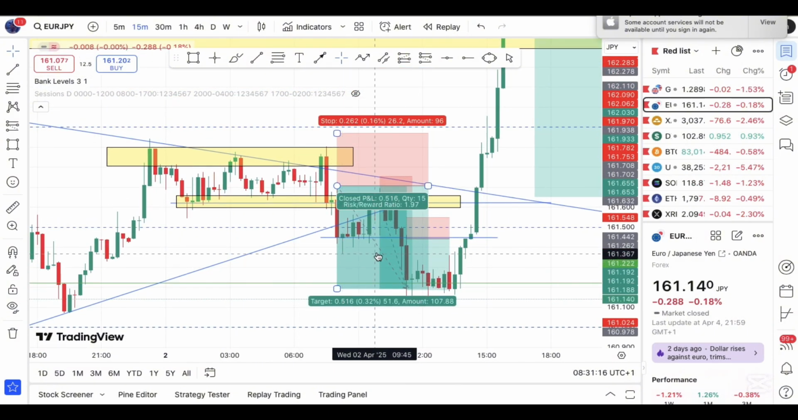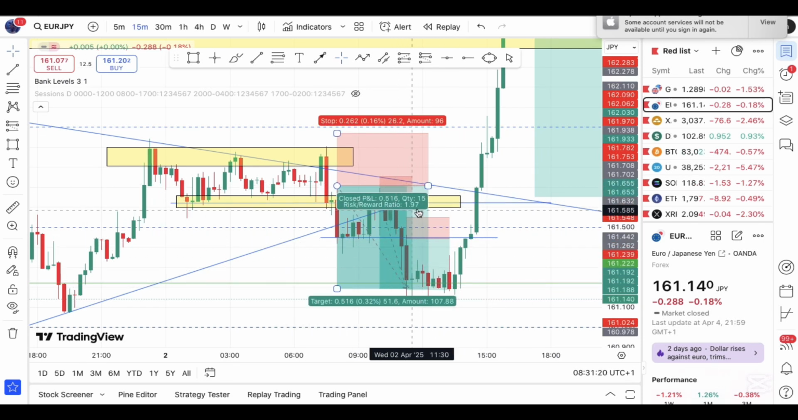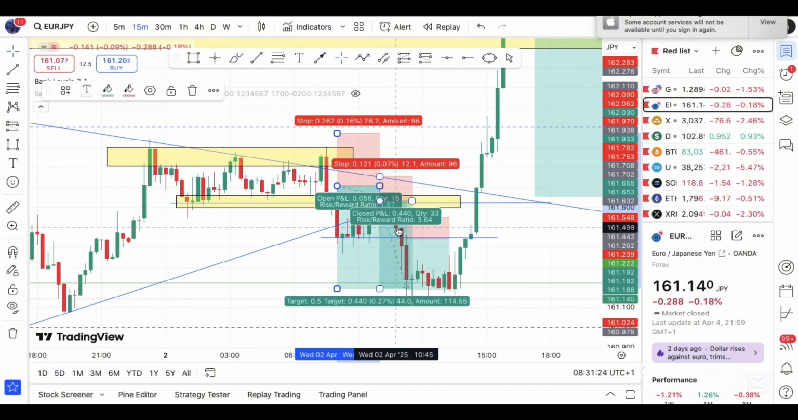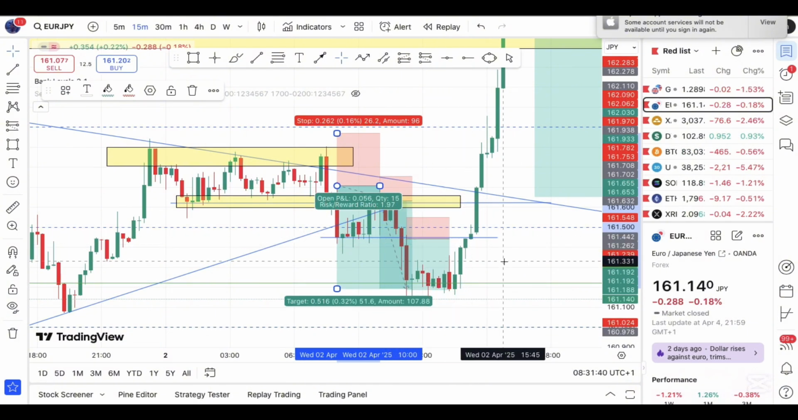So here we got a 50 pips move. 50 pips, 50 plus. Then the next point we got, let me just adjust this. The next point here we got what? 44 pips. So 50 plus 44, that's 94 pips. And here we have 25 pips. So 50 plus 44, that's 94, plus 25, that's 119 pips.